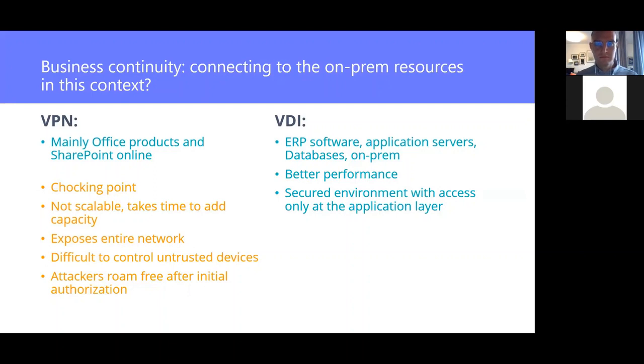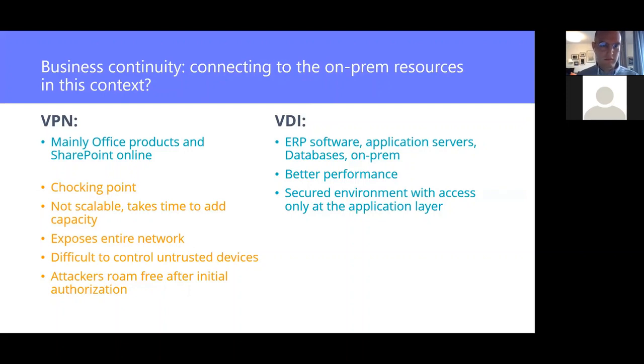Performance is a plus for VDI. VPNs are not scalable. It takes time to add capacity for VPN. Also for VPN, it increases security risk and exposes your entire network. A complex configuration is needed for a VPN to perform access control to untrusted devices. And for a VPN, authorization takes place only once at the start. So after the initial authorization, the attackers roam free.